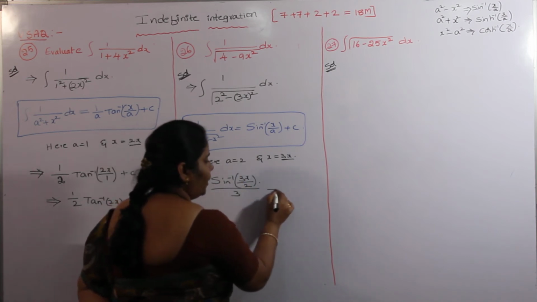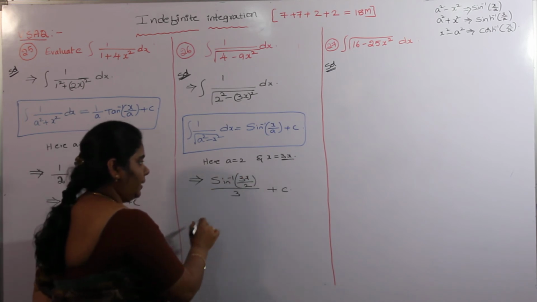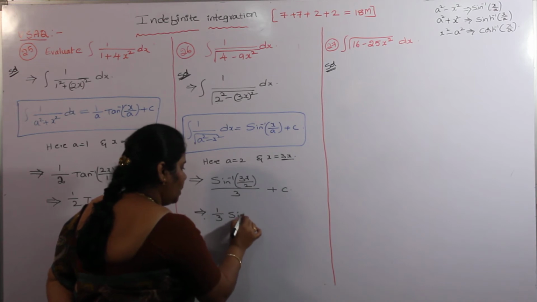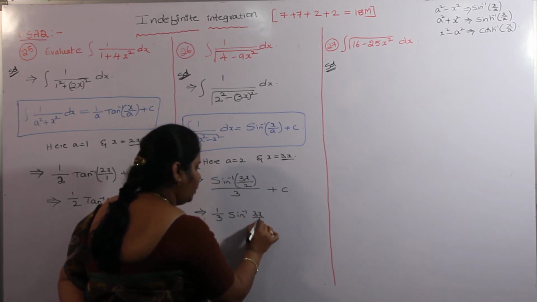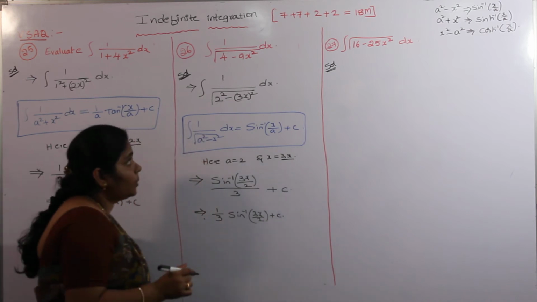After the integration, we are adding the integral constant plus c. That is, this can be written as 1 by 3 into sine inverse 3x by 2 plus c, which is the answer for this problem.